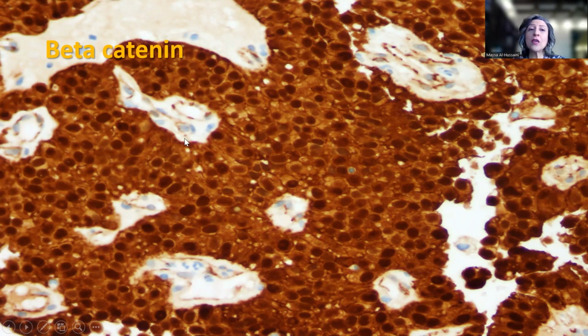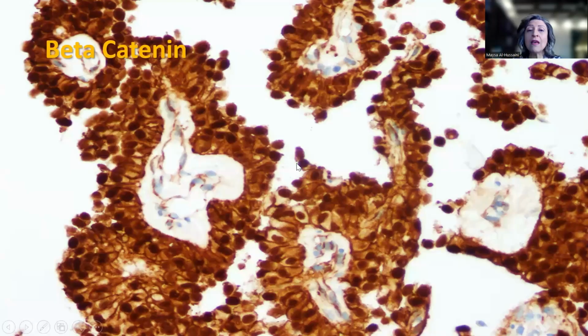And it's always important to make sure that your immunohistochemistry is working properly, especially when you have widespread immunostaining, to ensure that this is not false positive. So we have to look for the internal negative control. And then in beta-catenin, remember, you have always to evaluate the nuclei, not the membrane or the cytoplasm.